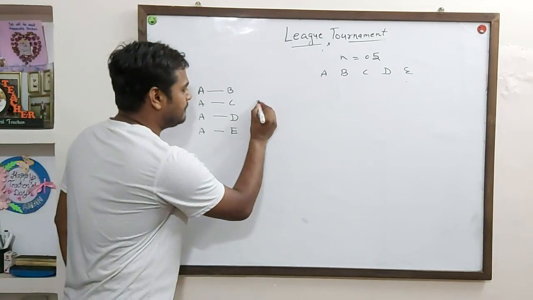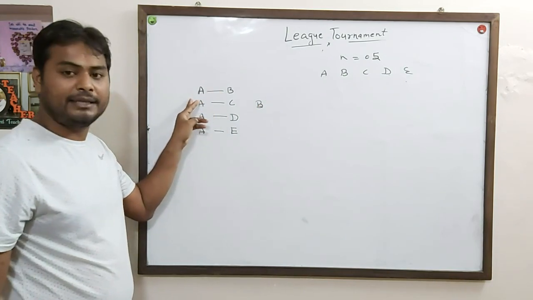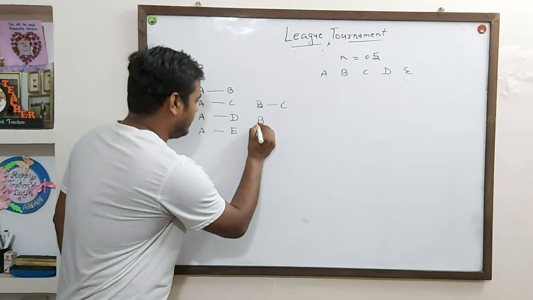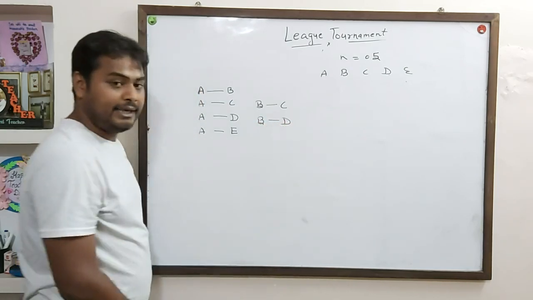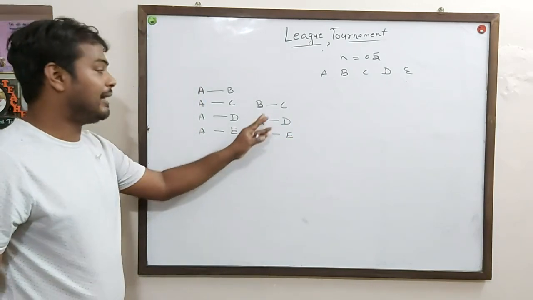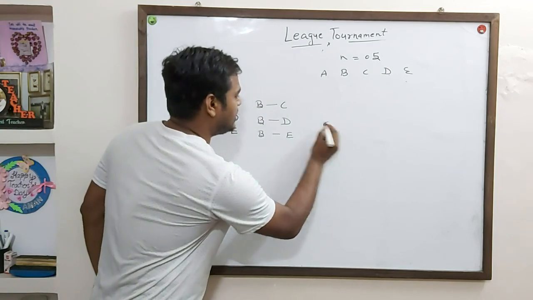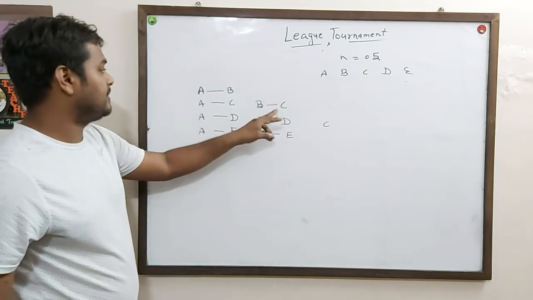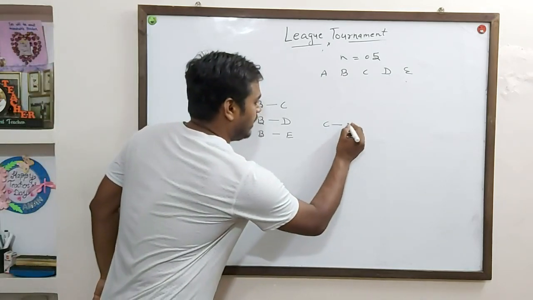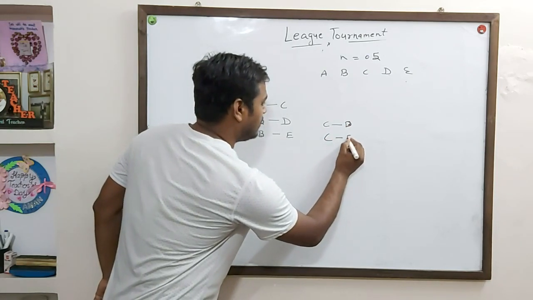Now come to team B. As team B already played with team A, here team B versus team C, team B versus team D, and team B versus team E. So now team B also played with all the teams. Now come to team C. As you can see, team C already played with B and A. It means two teams are remaining, and these two teams are team D and team E.